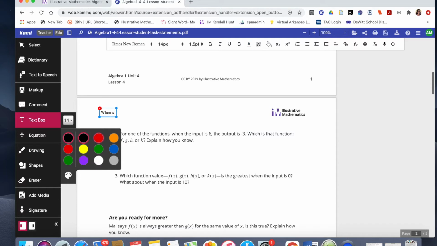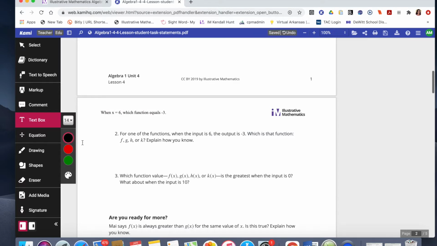When x equals 6, which function gives an output of negative 3? Or you could say which function equals negative 3, because that's what it means by given output.